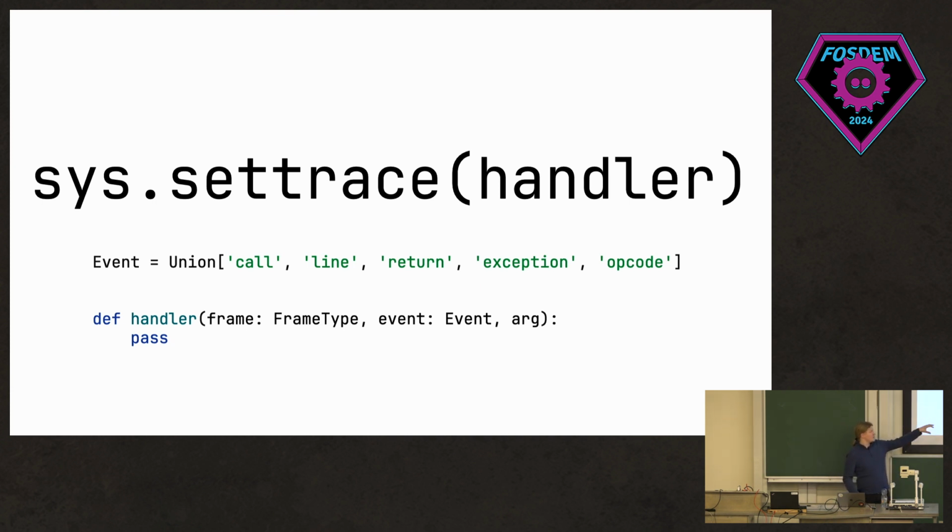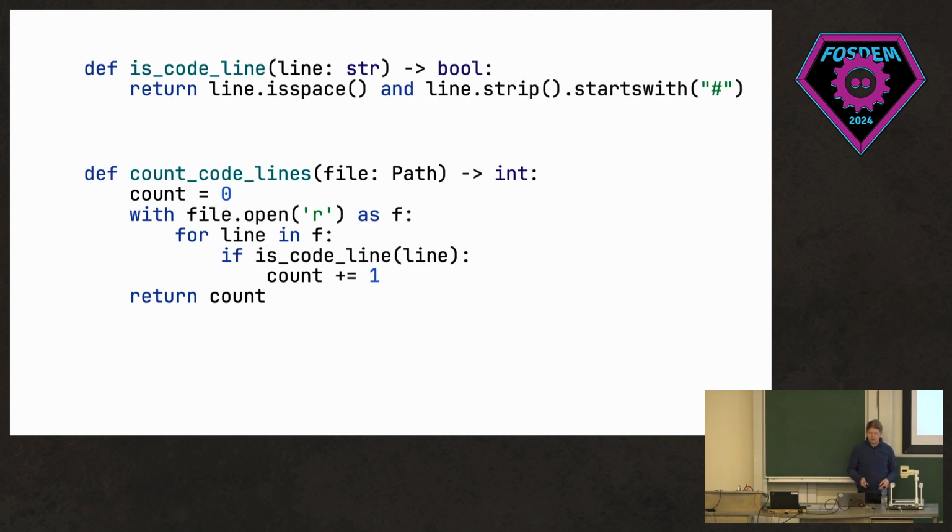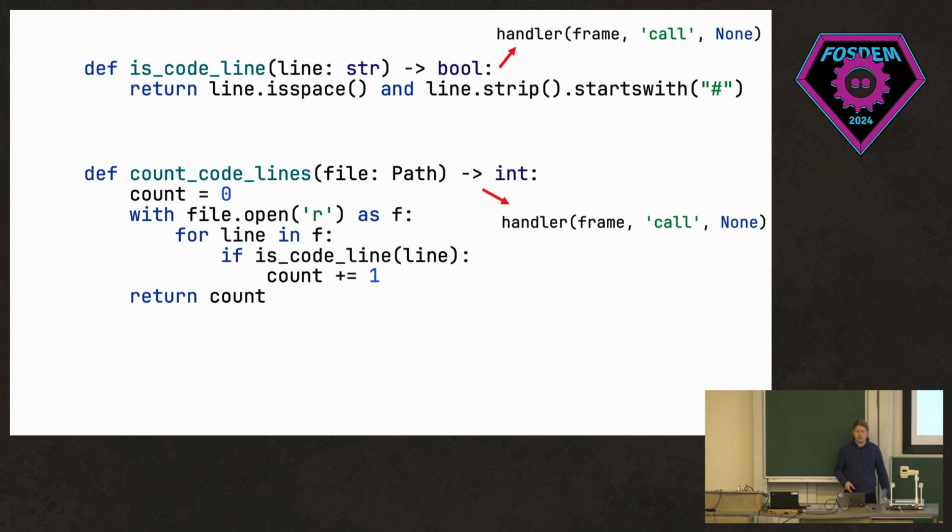Essentially, this handler gets passed the frame type, the frame, and an event type, which could be call, line, return, or exceptional opcode, and it would be called regularly. So when we then register it, we register a specific handler, and this handler is then called at every call. So every time the method count_lines is called, it's called, and every time a method like is_code_line that is used here is called.